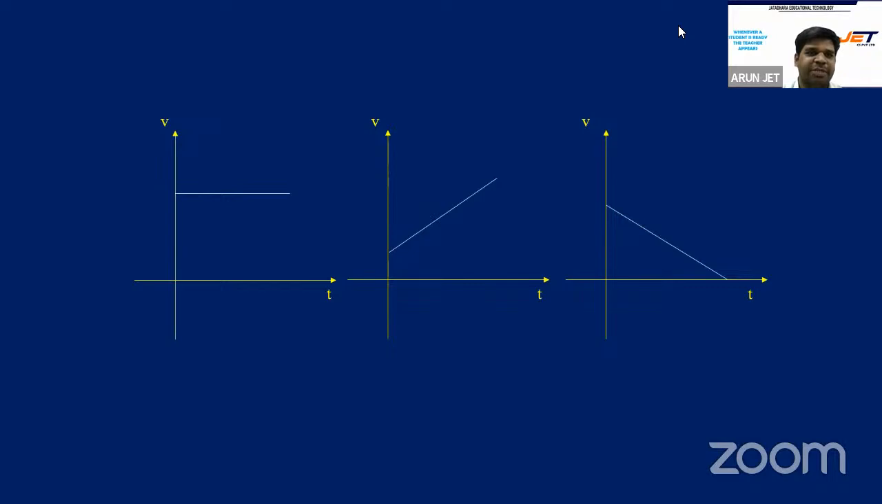All right. So here, students, we'll start with three very simple graphs which you have seen. We have seen three very simple graphs in school, ninth standard. The graphs are VT graphs. Today we're going to study VT graphs only, but the approach we are going to take on VT graphs is very different. So please pay attention to everything I say.